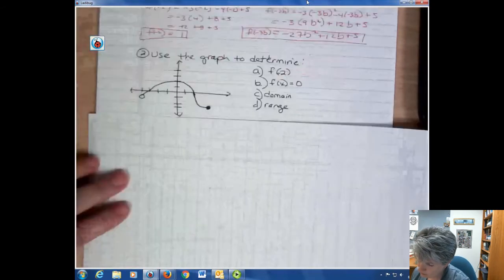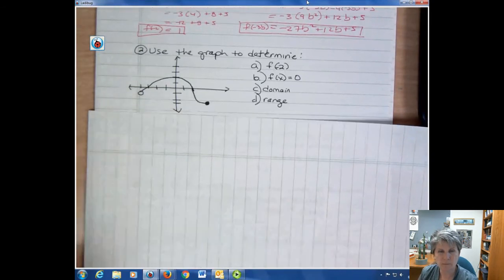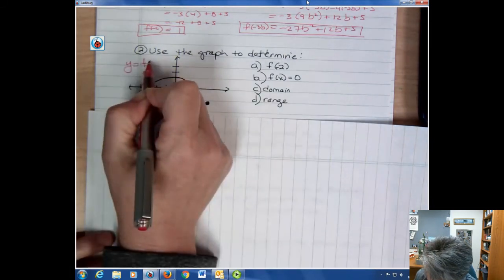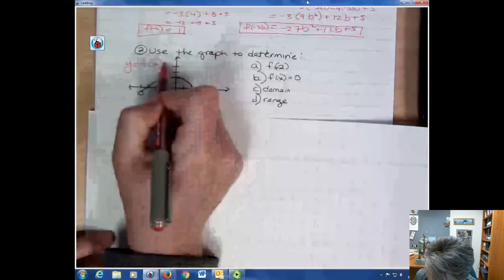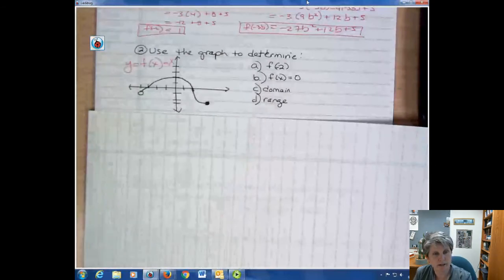In this one, use the graph to determine 4 things. And this one might be broken up into separate problems on your test. But the first one says, and actually it will say like this, y equals f of x equals x, like that. It could be y equals x or f of x equals x.